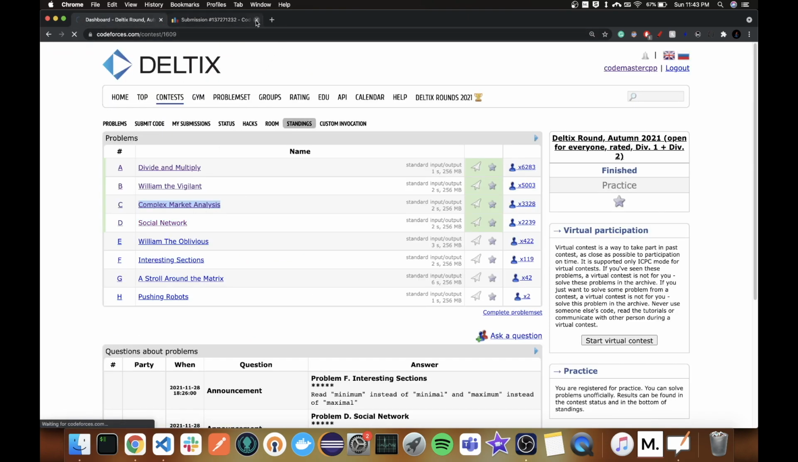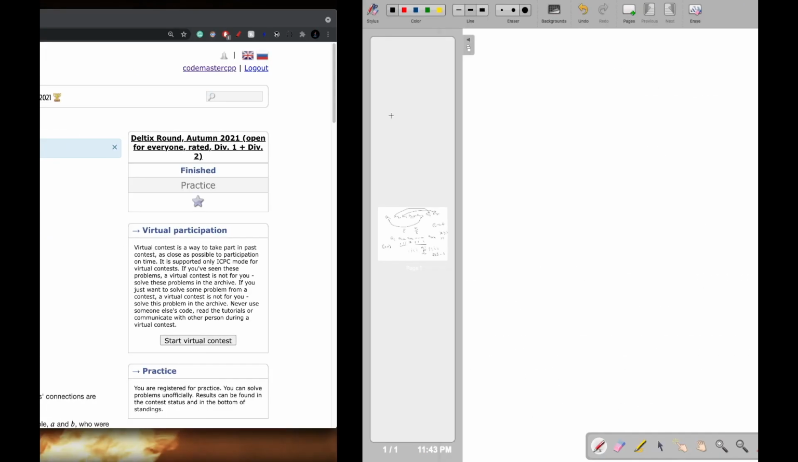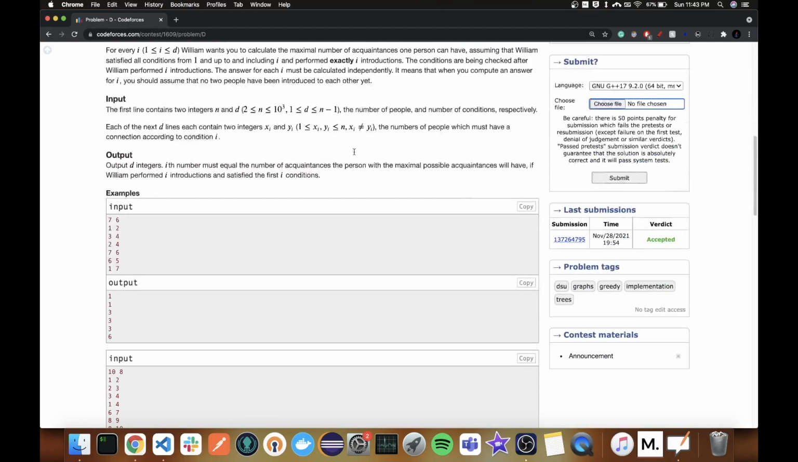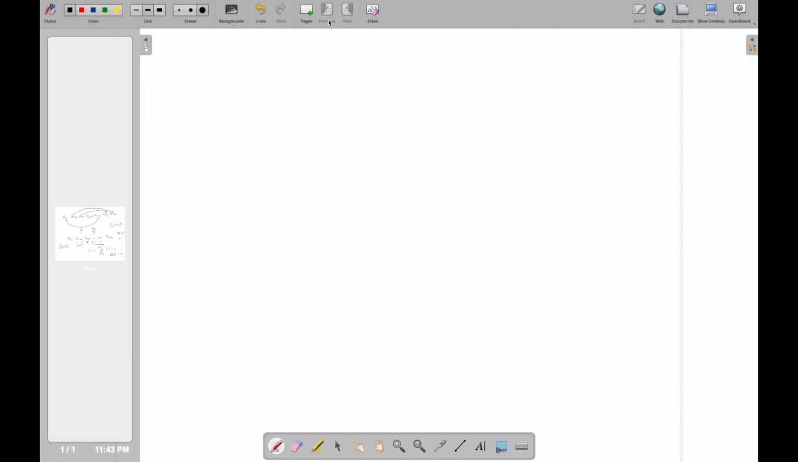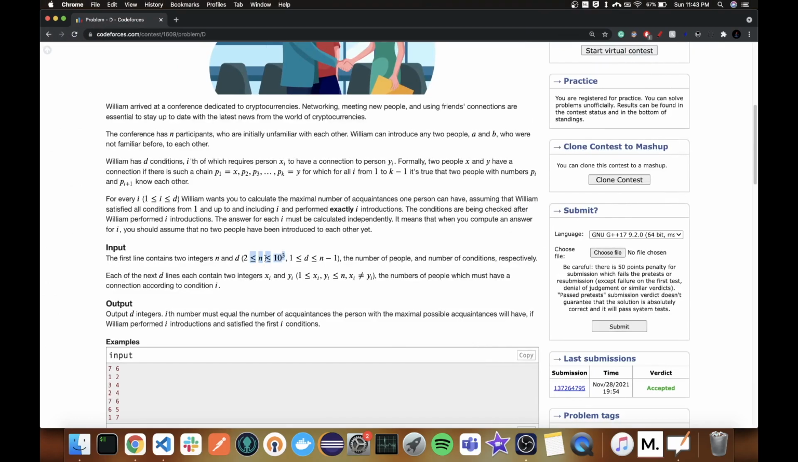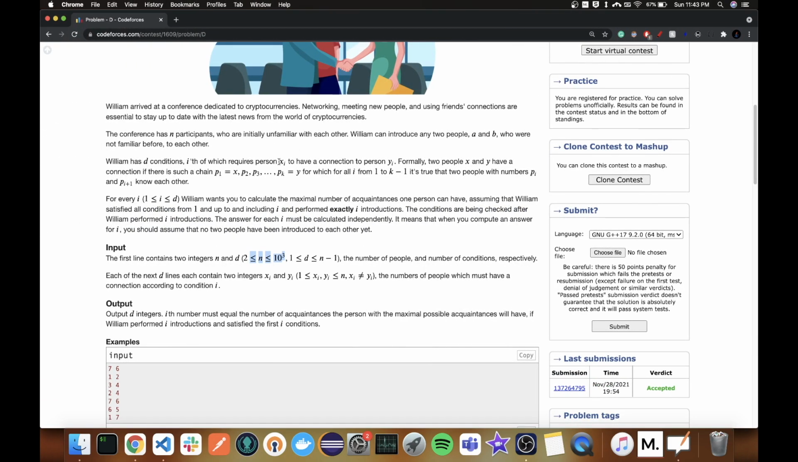Okay, problem D. So in this problem you have to realize that the constraint is n is less than or equal to 1000. I just didn't even read the constraint like an idiot, and that is why I wasted a lot of time here as well. So what's happening in this problem?